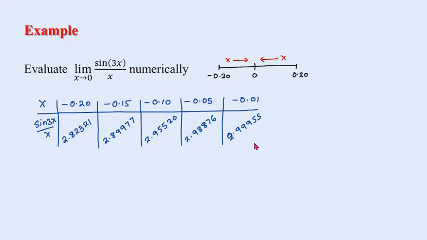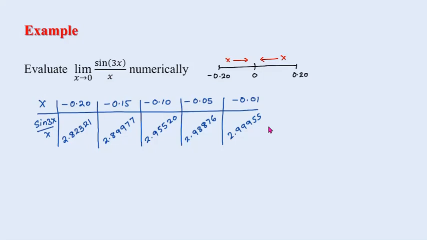So again, the values are increasing. And you can clearly see here we started with 2.8. Here it becomes 2.899. Then it becomes 2.955, 2.988, 2.99955. So clearly there is a pattern. You can see that the values are getting closer and closer to 3. That means when we go from the left, the limit will be approximately 3.